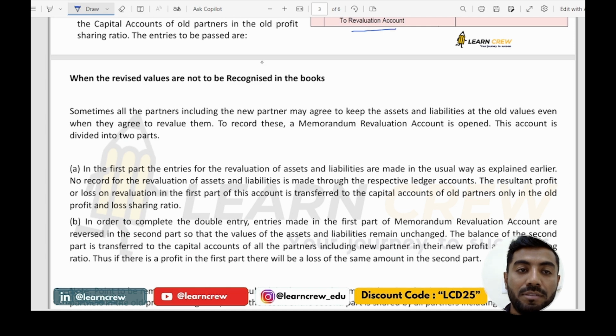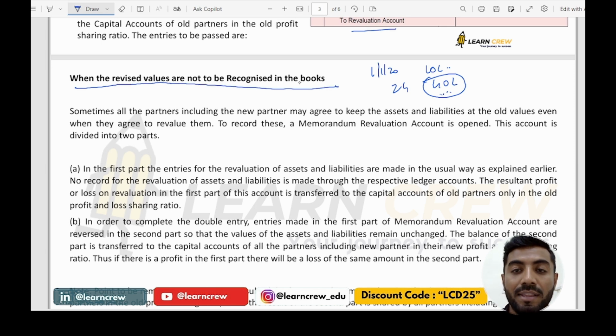See, sometimes what happens in the partnership firm, no? When the assets are revalued, say for example, land and building as on 1/1/20 have a value of 10 lakhs. Okay. As on 24, the value is different, 14 lakhs. So whenever the assets are revalued, this 14 lakhs will be shown in the balance sheet. Sometimes what the partners might decide is not to show the revised values. The old values only will be shown on the books, when the revised values are not to be recognized in the books. Okay. That time what to be done?